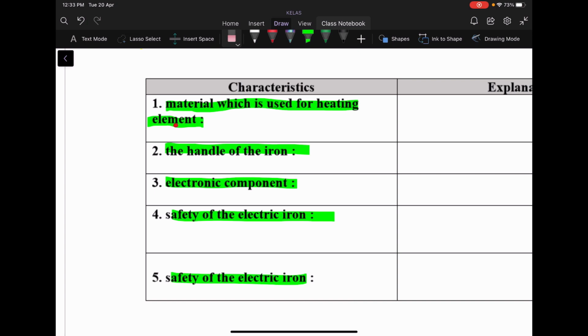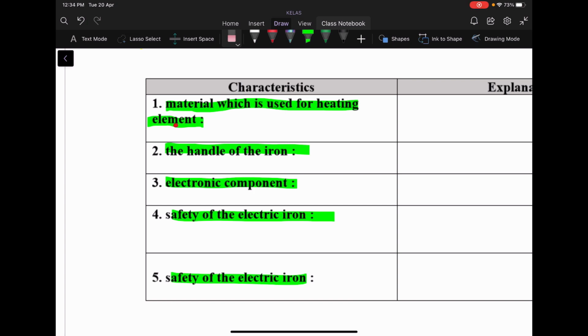Okay, boleh cuba lagi. Right. Yes, ada groups. Material which is used for heating elements. Come on, yes. Okay, you boleh open your book. Tak apa, boleh lah. Yes. Ya, group tengah. Kenapa? Yep.